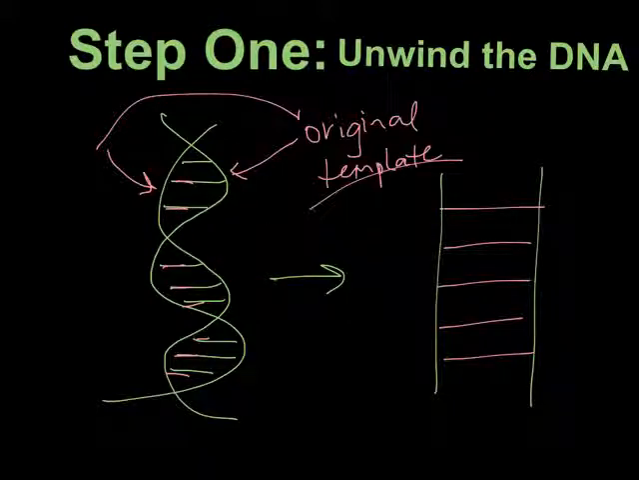And it's going to unwind the DNA so that it's into ladder form. That molecule that unwinds the DNA is something called DNA helicase.